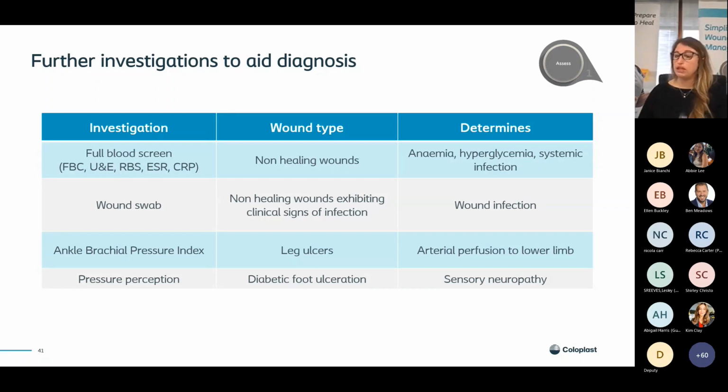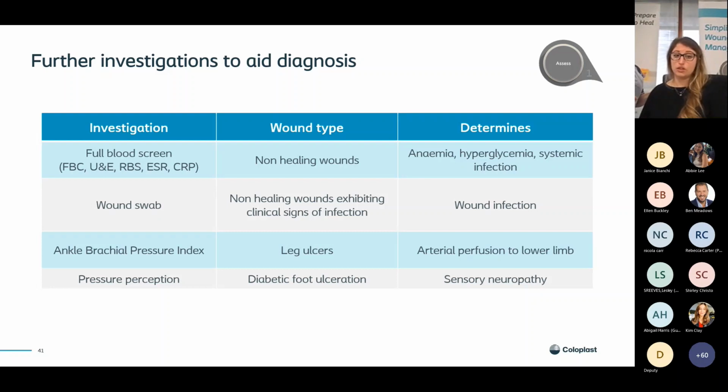Now, wound swab: you need to make sure you follow your policy and protocol because this will be different everywhere. But you can swab your wounds if you've got a non-healing wound that is exhibiting clinical signs of infection and local infection. And what that will determine is whether there is a wound infection there.